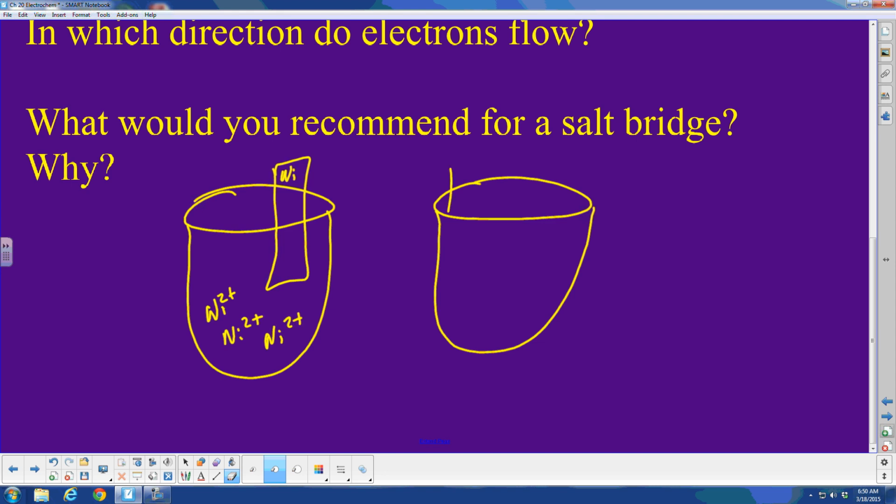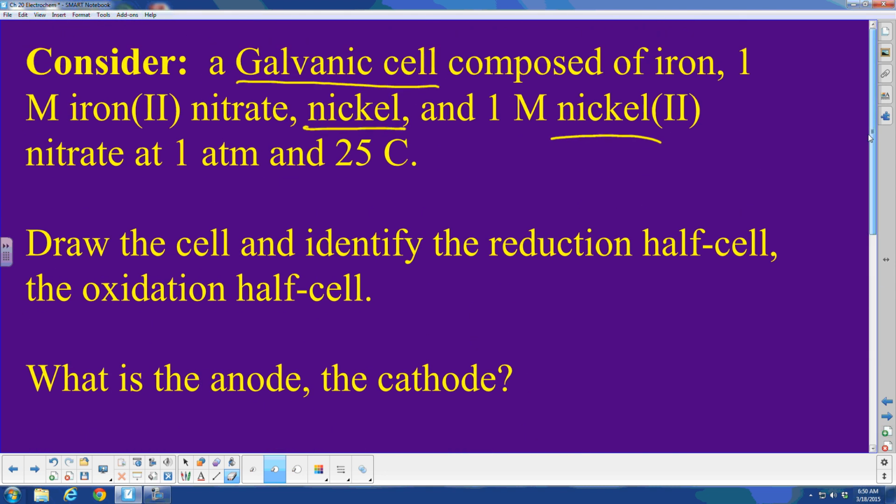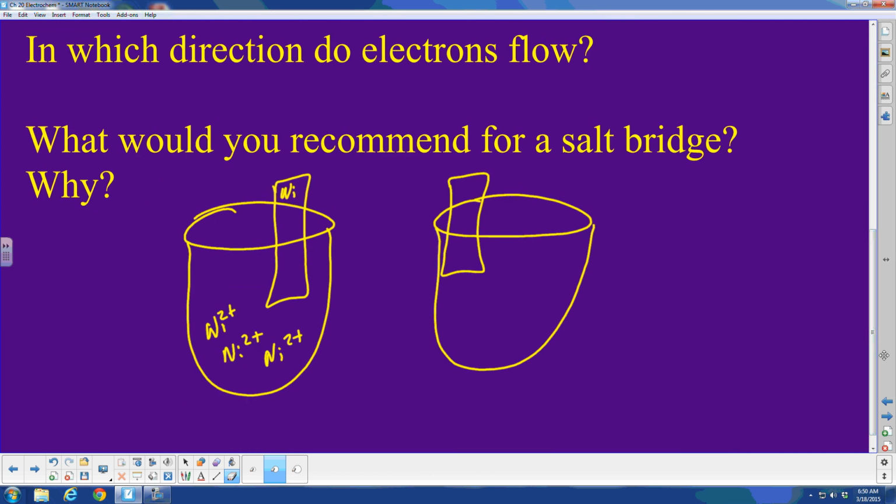And then in my other, I have a solid iron, I believe. I have iron, and I have iron 2, and my nitrates are just going to be spectators. So I have iron 2s floating in here, and I have iron, and these are going to be connected by a wire. And now we have to figure out which of these things is going to oxidize and reduce.